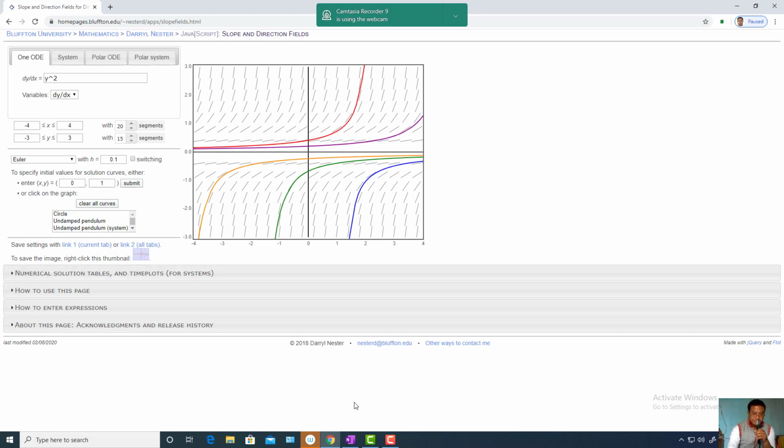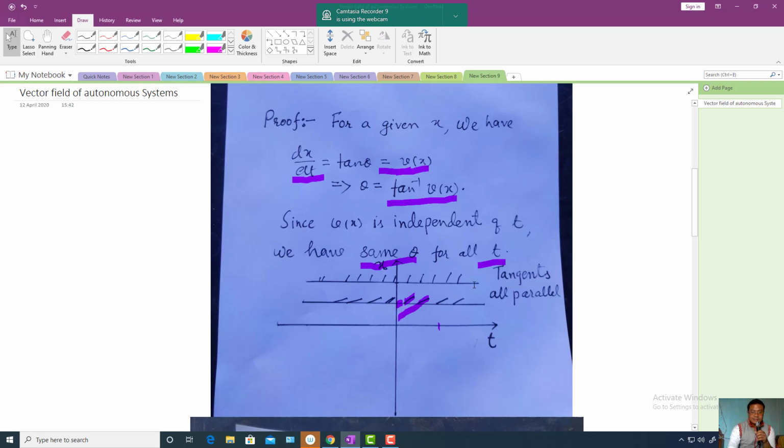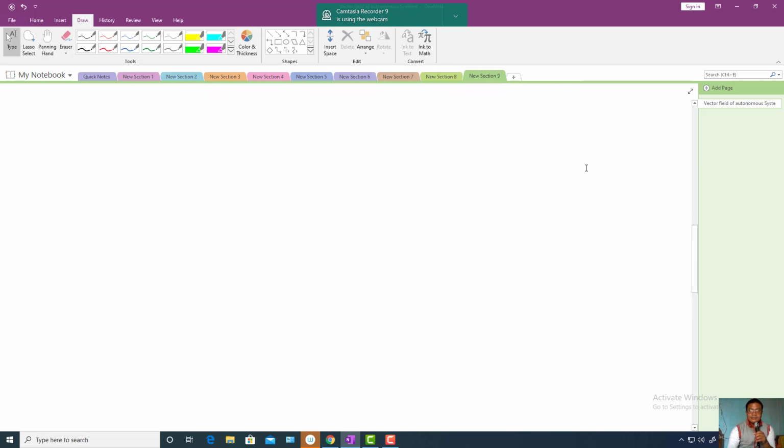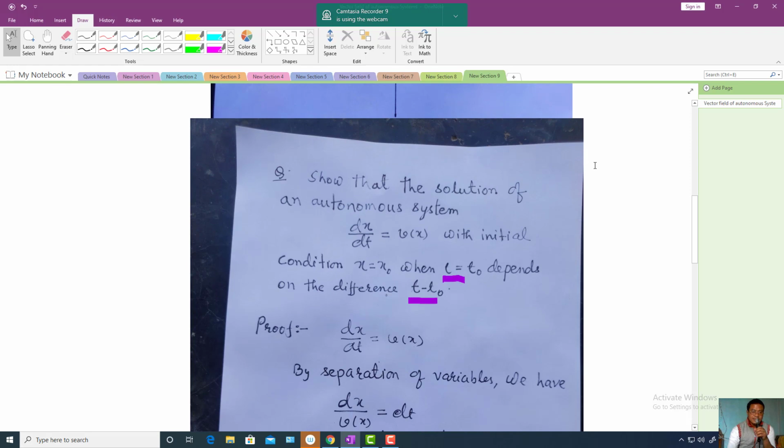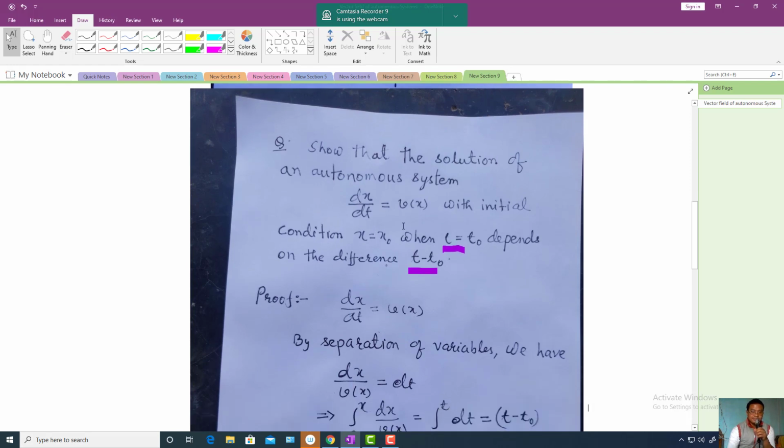So now let us go back to our notes. Let us go to the proof of the next result. It is here. So that is the solution of an autonomous system with initial condition x equal to x naught when time is equal to t naught. It depends on the difference of this one. So that means it is a function of this one.